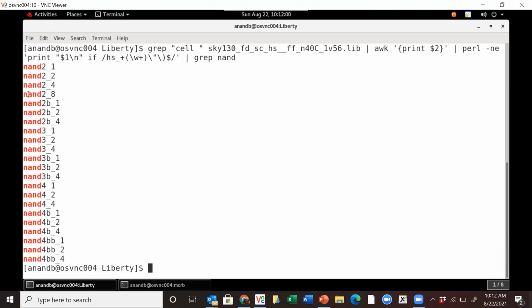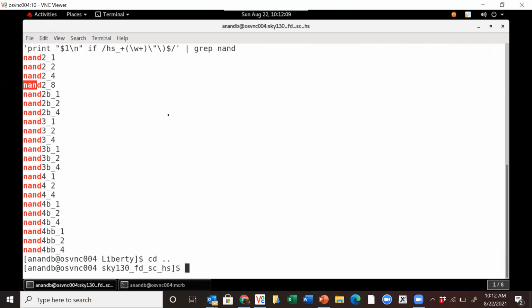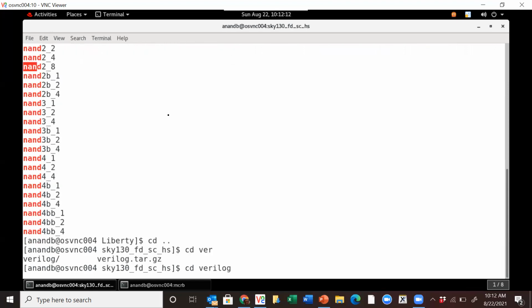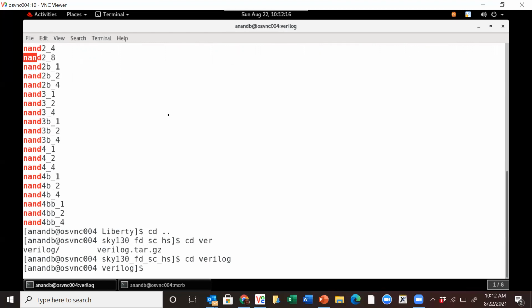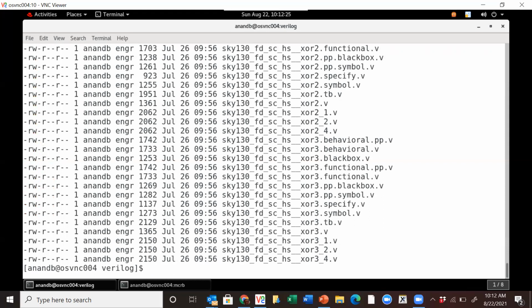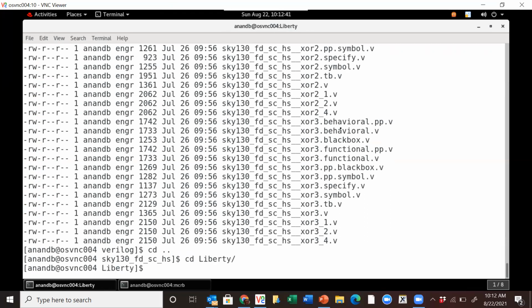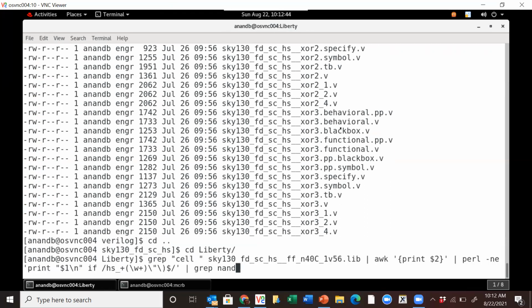Okay. If I want to know what is the functionality of any cell in the library, I just have to look at this Verilog model. So let's look at that. Let's go back here, and I'm going to go into the Verilog. Let's see what files are here. And you can see that for every standard cell, there is a Verilog model. Let's look at one of these more complex cells to understand what it is. So I'm going to go back there and run my command again.